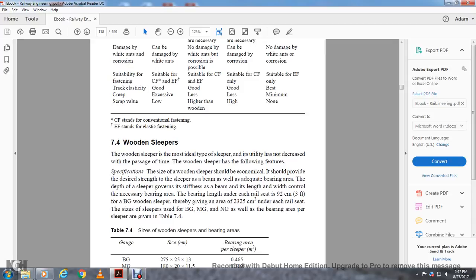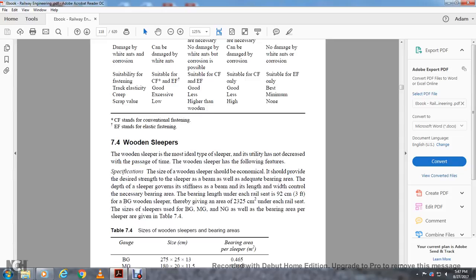Specification: a wooden sleeper should be economically provided, with adequate strength as a beam as well as adequate bearing area. The depth of the sleeper governs the stiffness of the beam, and the width controls the necessary bearing area. The bearing length of each rail seat is 92 centimeters, or 3 feet, for the broad gauge wooden sleeper, thereby giving an area of 2,325 centimeters squared under each rail seat.